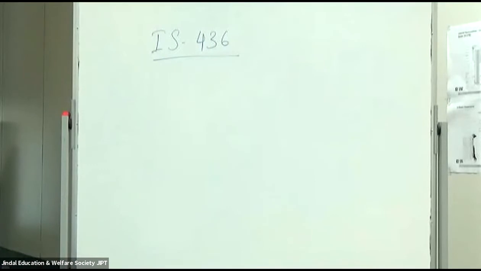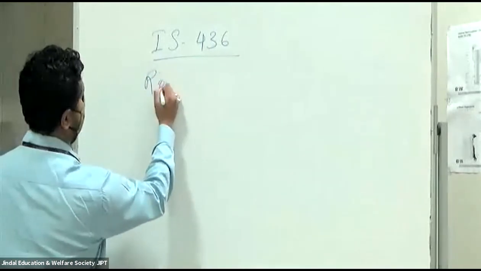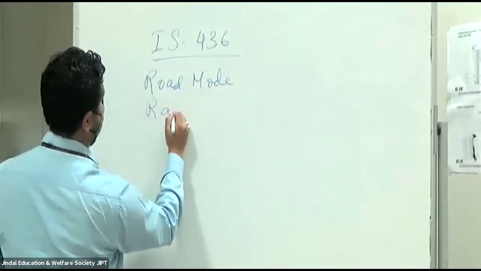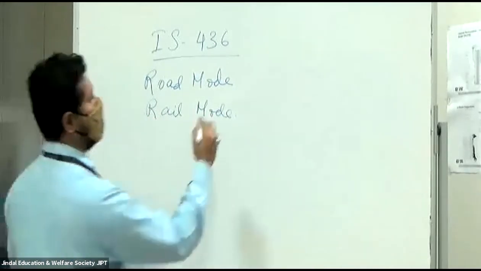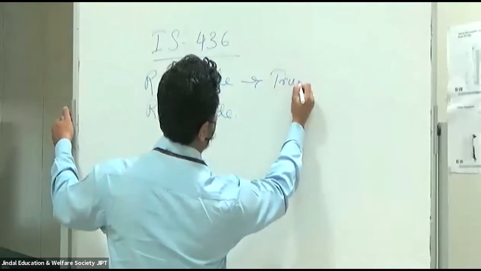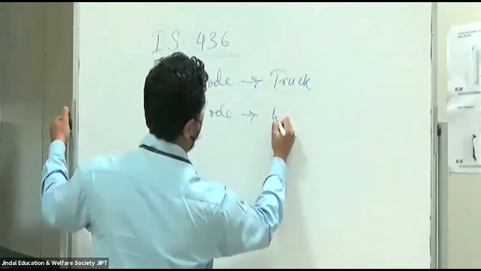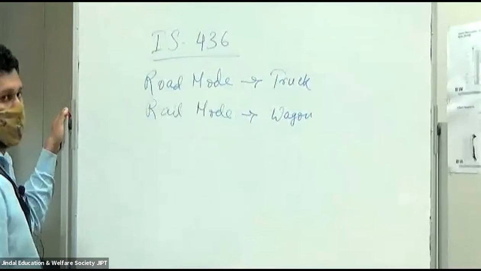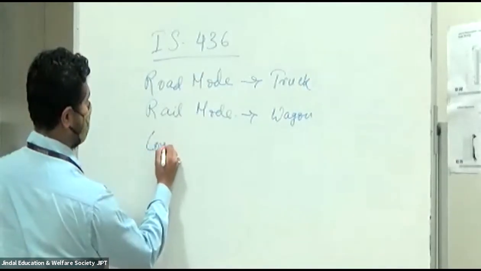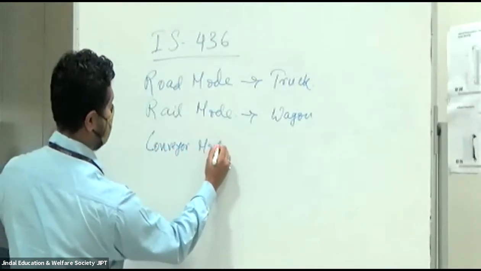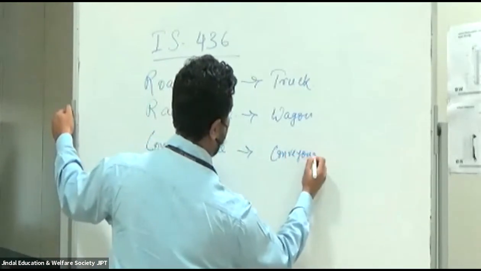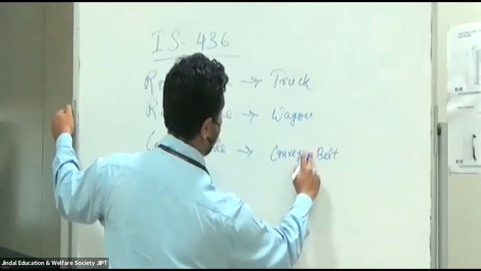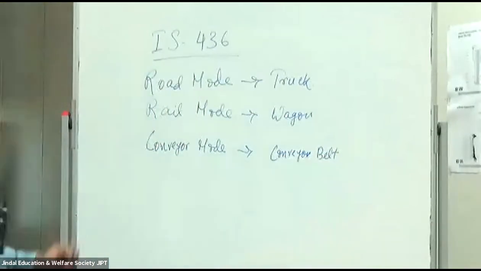Basically, as per these standards, the coal comes through road mode and rail mode. In road mode, we get the coal from trucks, and in rail mode, we get the coal from wagons. And there is another system, conveyor mode, by means of a conveyor belt.